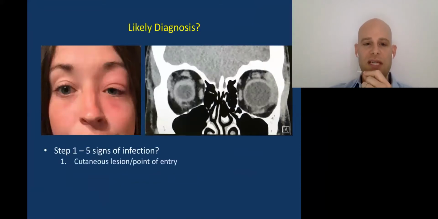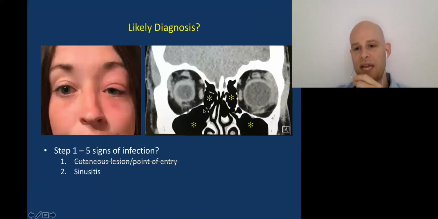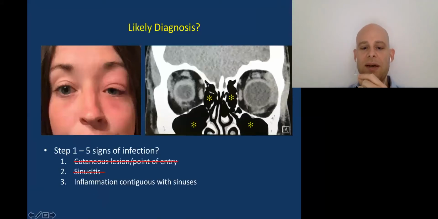The first thing, is there any skin lesion or entry point? Definitely not. There was no cut, there was no bug bite, there was nothing. The second is, does she have sinusitis? I mean, look at her scan. Her sinuses are completely clear. There's definitely no sinusitis. Was there inflammation contiguous with the sinuses? Definitely not. Her inflammation is in her supratemporal orbit, and it's very distinct from the sinus space.